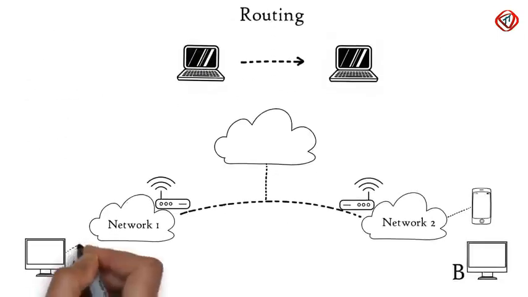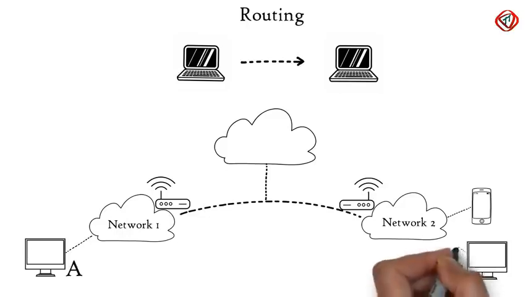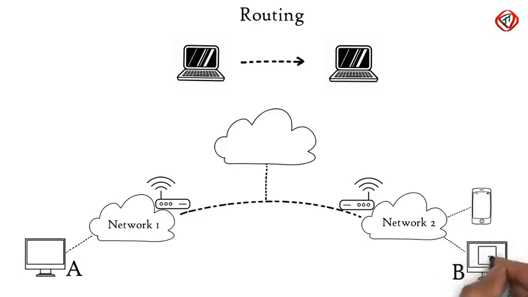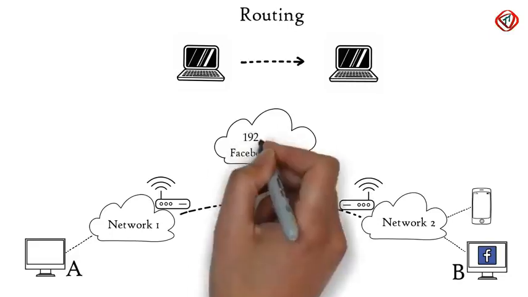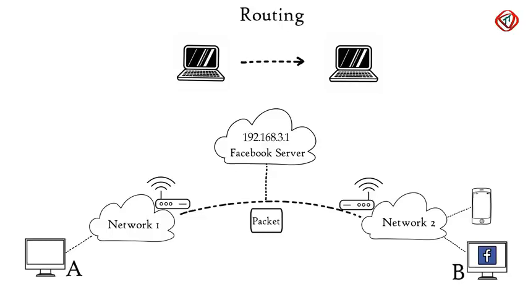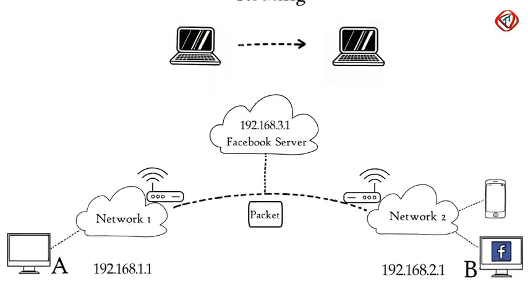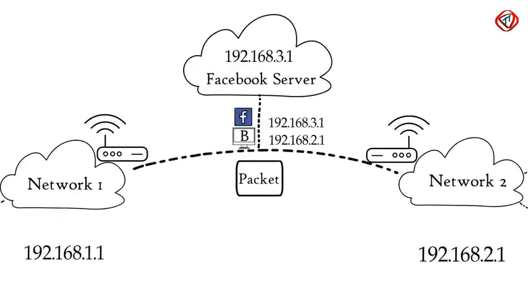Suppose computer A is connected to network 1 and computer B is connected to network 2. From computer B, we have requested to access facebook.com, and now there is a reply from the Facebook server for computer B in the form of a packet. This packet needs to be delivered to computer B only. Since in a network each device has a unique IP address, both computers will have a unique IP address as well.